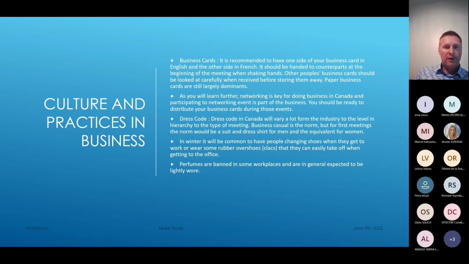Dress code. So it really depends on the industry and the level in the hierarchy, but typically it's business casual.